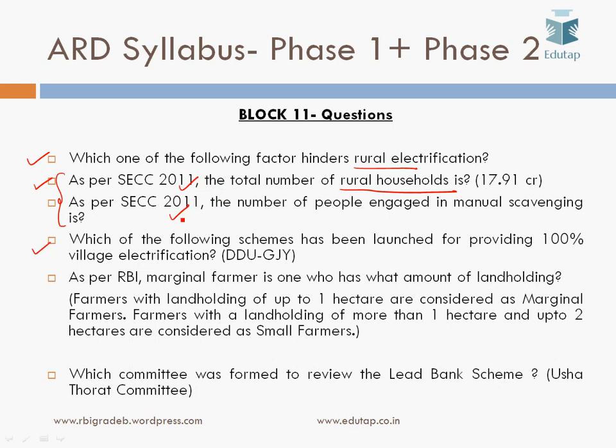There was another question, which of the following schemes has been launched for providing 100% village electrification. Now it is Deen Dayal Upadhyay Gram Jyoti Yojana. Now another question was that as per RBI, a marginal farmer is one who has what amount of land holding. Now as per RBI, farmers with a land holding of up to 1 hectare are considered as marginal farmers.